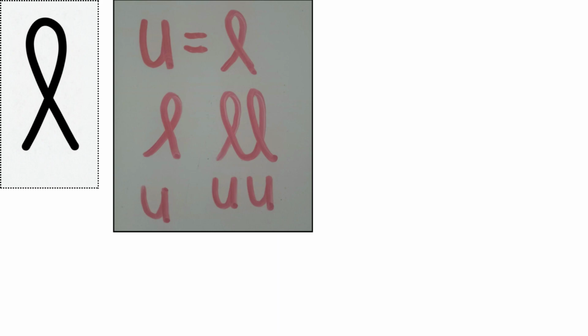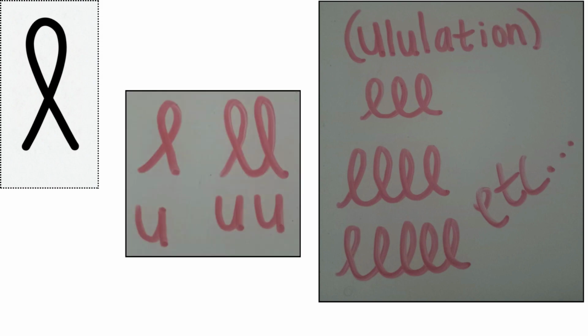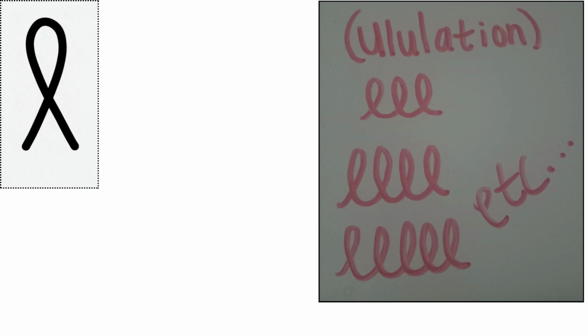And finally, we have U. U can also be written continuously as one character. But here, repetition has a special meaning. UU is 2 U sounds. UUU or more represents ululation. Ululation is a cultural sound expression used in celebration, joy, or ceremonies. As long as U is written 3 or more times, it represents ululation.